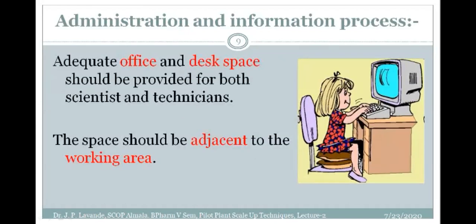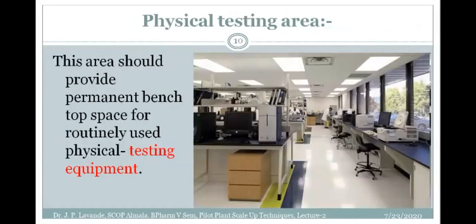As far as the administration and information area is concerned, that should consist of the space for the offices and the area that should be in close proximity to where the working is going to be happening. Like say, there should be adequate office and desk space provided for both scientists as well as the technicians. And the space should be adjacent to the working area.